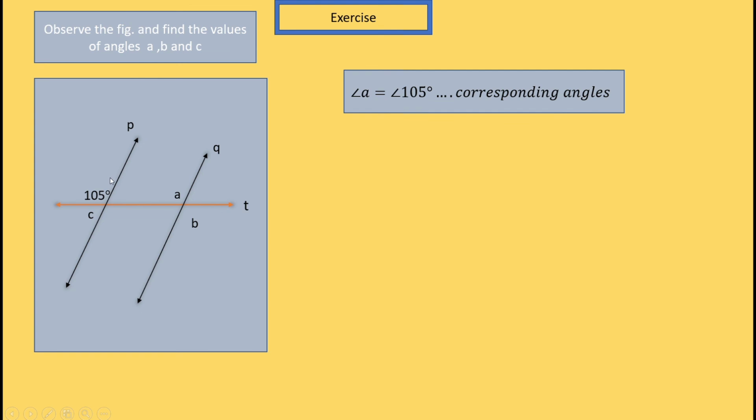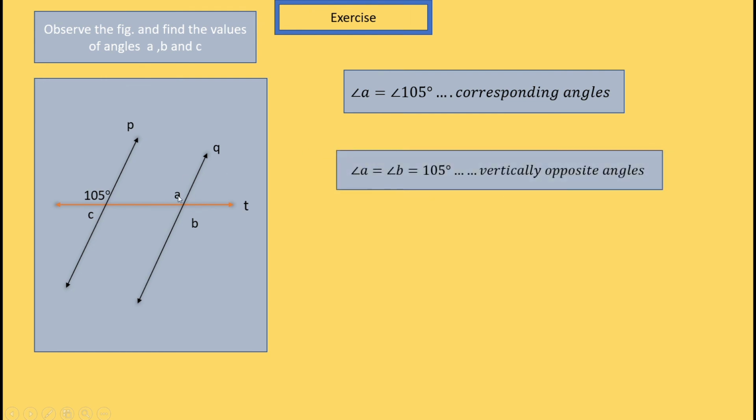Now for that, first we consider these two angles, angle 105 degree and A. And we know that these are the corresponding angles, and according to the property the corresponding angles are congruent, and so the angle A also measures 105. So this is our first answer, angle A is equal to 105. Which property is used here? Corresponding angles.